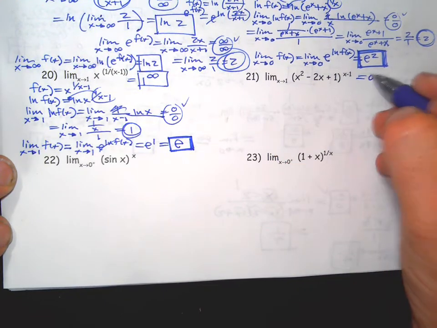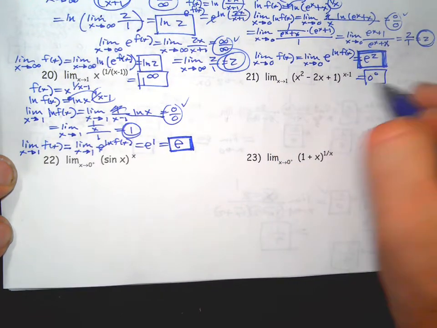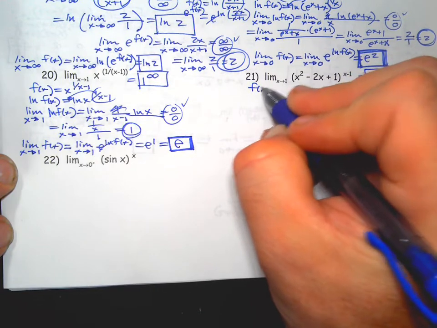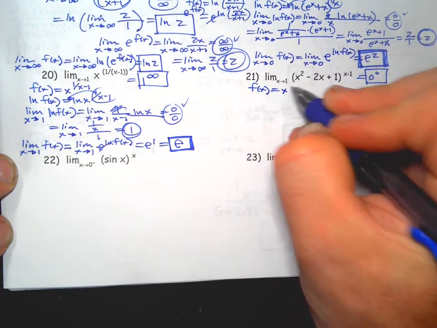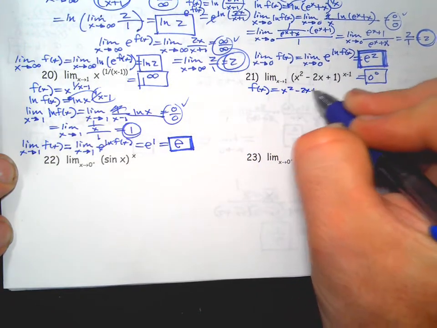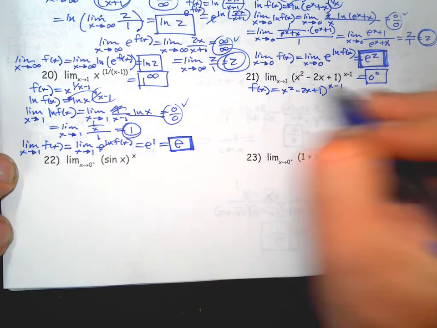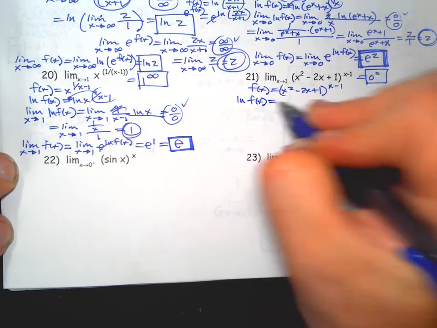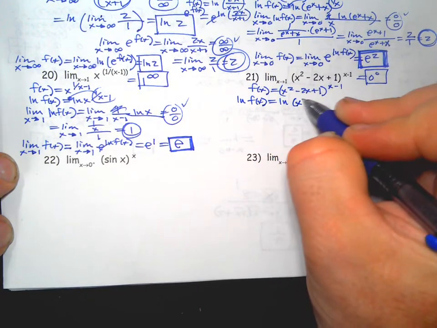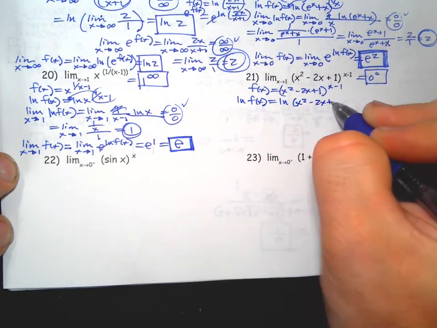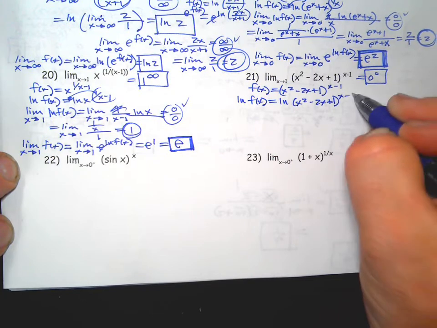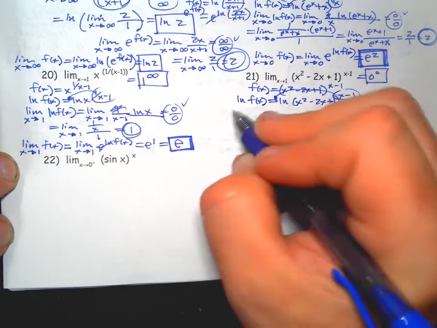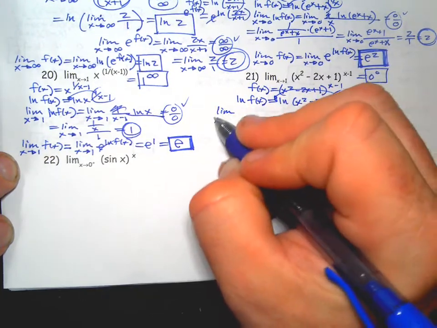It's going to be 0 to the 0. All right. Issue with exponents. We take the same approach each time. Take the natural log. Log rules. Take the limit.